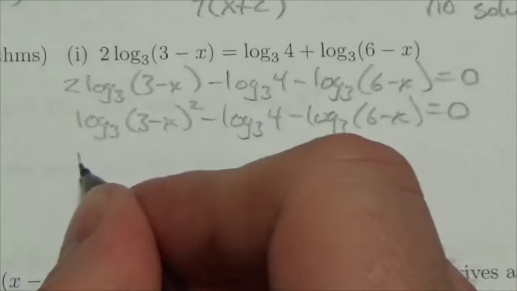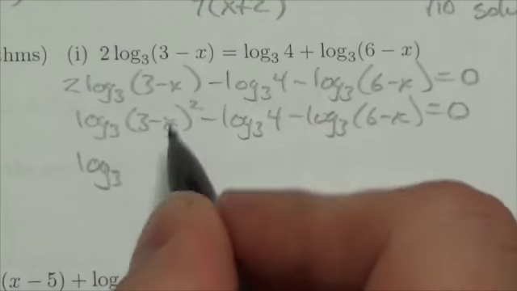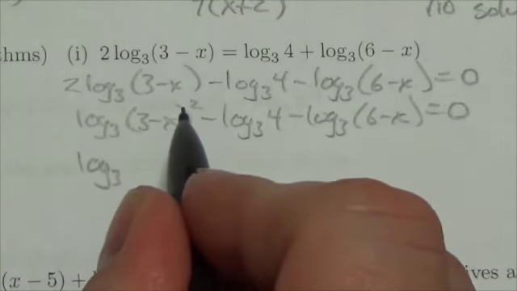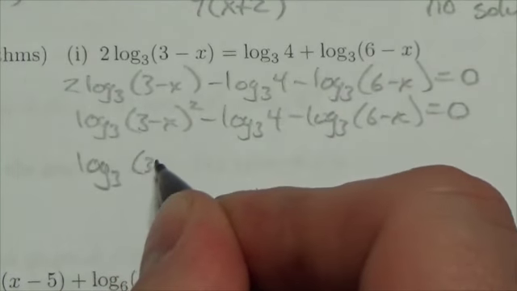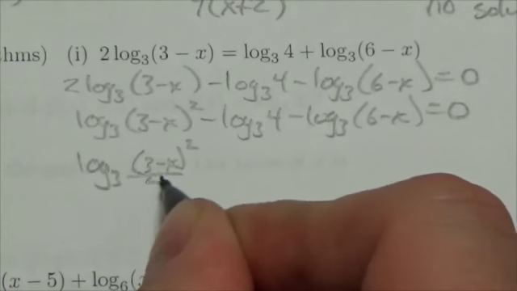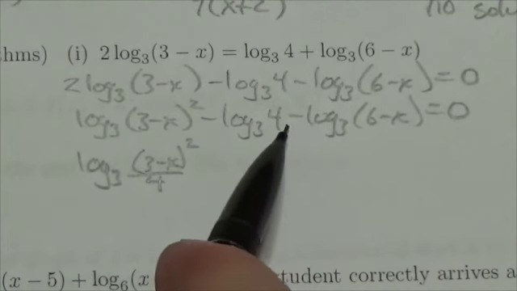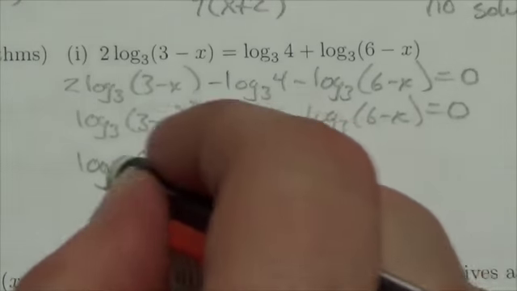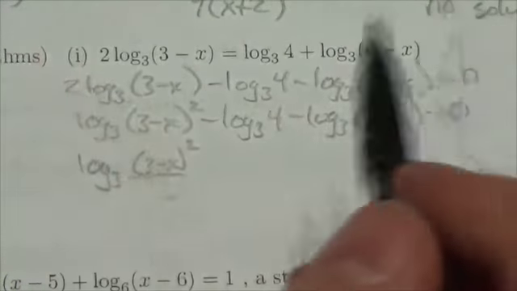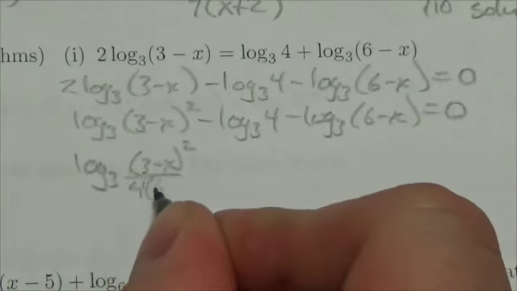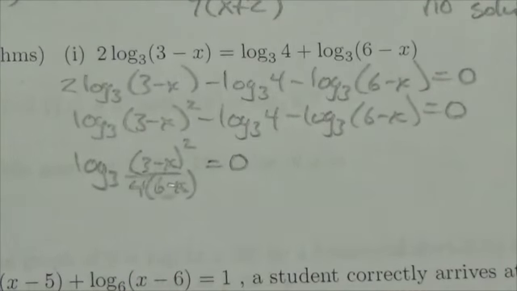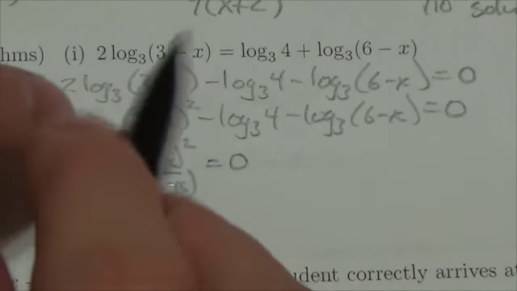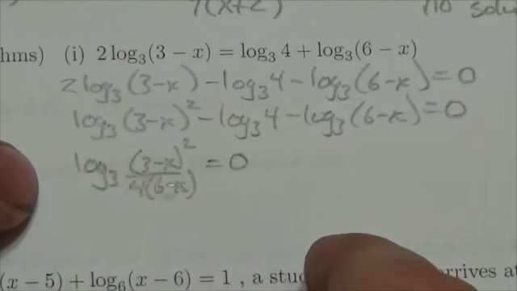So this is going to get us the log base 3 of, well, I'm going to have (3 minus x) squared. The subtraction here becomes division, so this will become (3 minus x) squared over 4. And then this subtraction also becomes a division. I probably should have given myself a little bit more room there. So 4 times (6 minus x). That 6 minus x also goes into the denominator. Now I've got a single logarithm equal to a value.